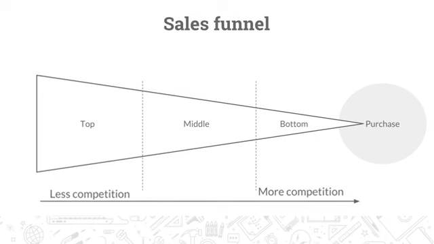Competition tends to increase the further down the sales funnel we get. As people are closer to the sale and making their purchase, there tends to be more ads and more brands showing up within those search results. So now that we understand the sales funnel generally as it relates to search, let's look at these different types of search intent and map them to the sales funnel.